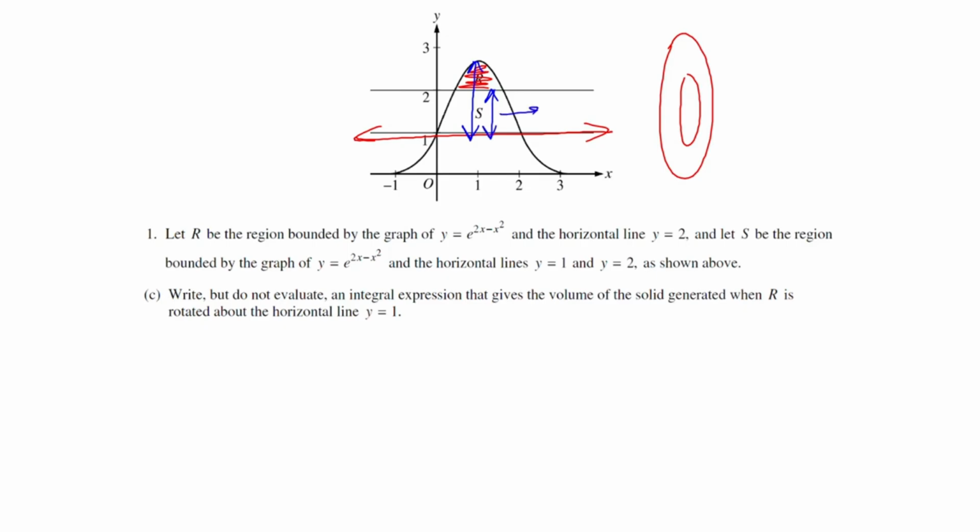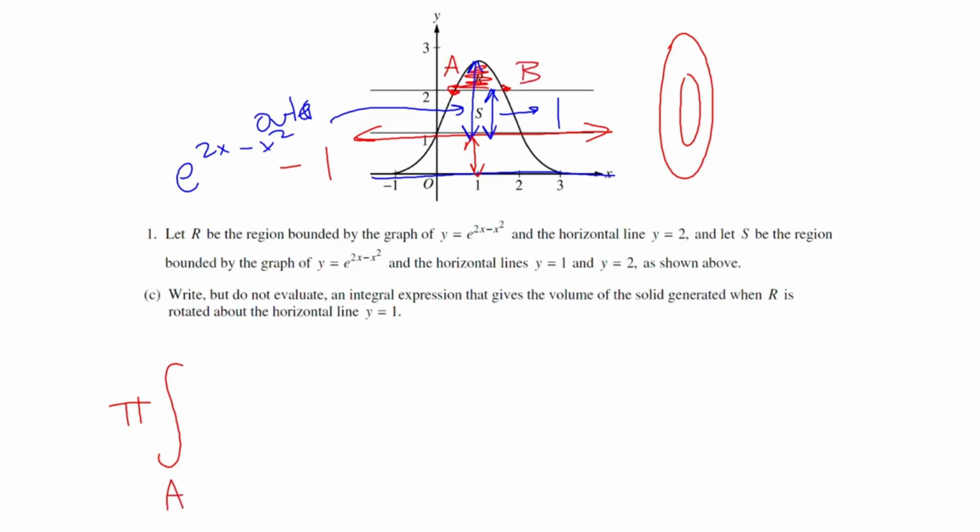So the lower radius is just always going to be equal to 1, but our outer radius is going to be the entire distance from the x-axis up to the function, which is just the function, e to the 2x minus x squared. But then we have to subtract off this little bit here, this 1 unit below. So e to the 2x minus x squared minus 1. And so our washer cross sections look like pi times the integral from the left bound to the right bound, and we defined those earlier as a and b.